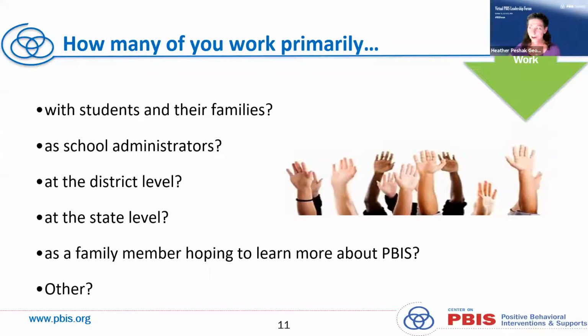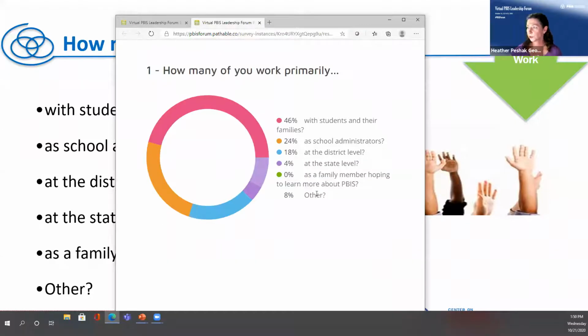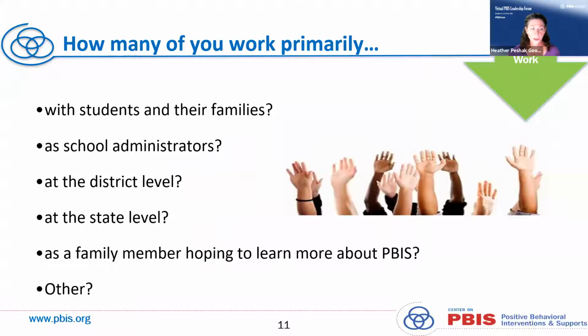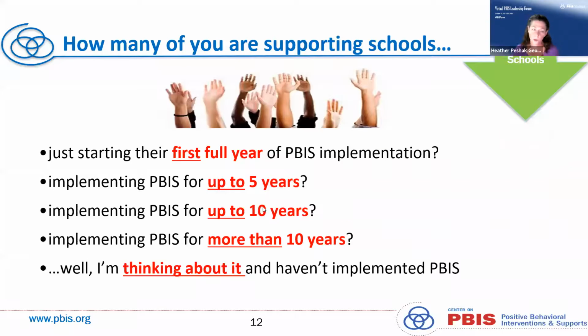And all of you may not have completed it, but if you can see my screen right now, it looks like 46% of you are working with students and their families, so I'm assuming you're at that educator teacher role, but we have 24% as school administrators, 20% at the district level, and 7% in the other categories. Out of curiosity, what is that other category? If you could type that into the chat box, that would be great.